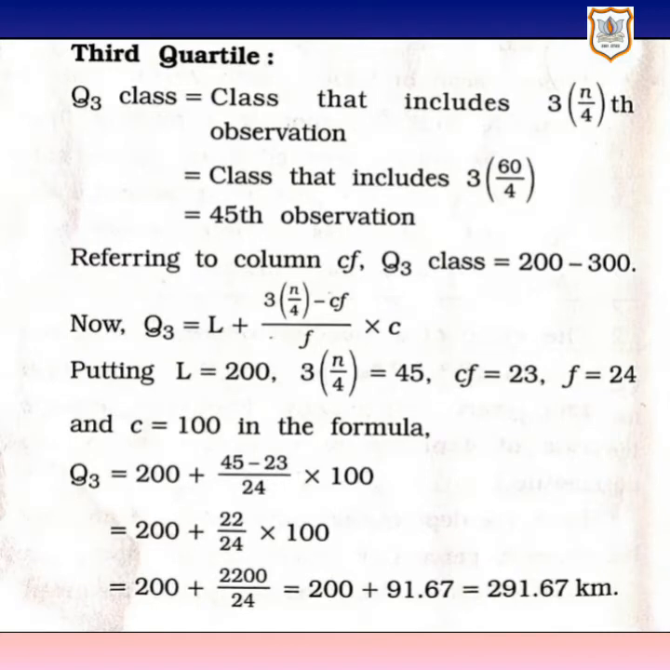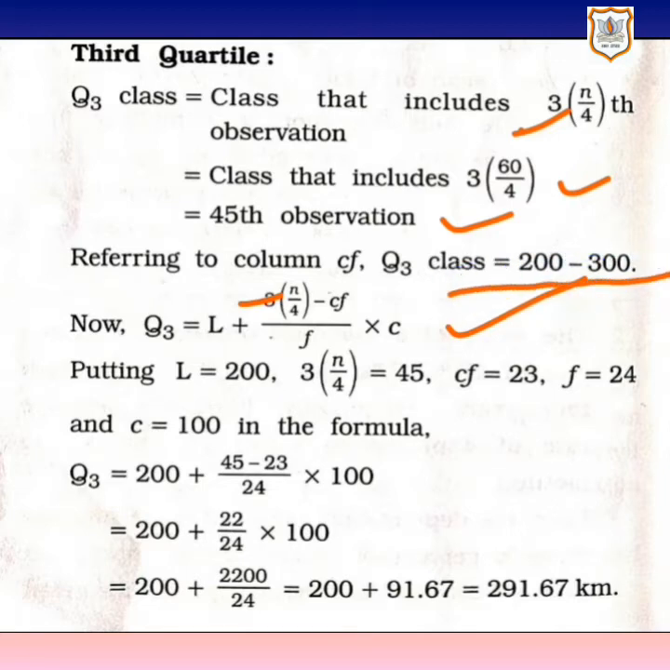Now here we will find third quartile. So Q3 is equals to, as it is continuous frequency distribution, the formula for Q3 will be L plus 3n by 4 minus Cf upon F into C. So first we are going to find 3n by 4, the value of n is 60, 3 into 60 by 4. That gives 45th observation. Now in the table we are going to check where does the 45th observation lie. So it lies in the class 200 to 300.